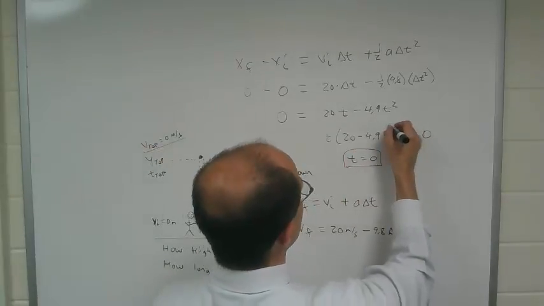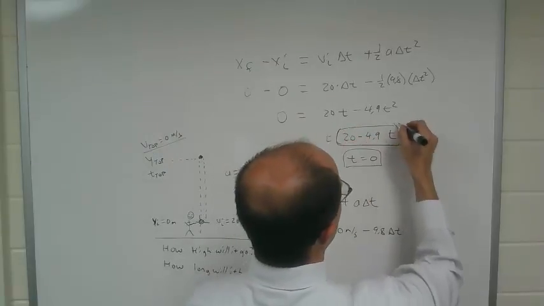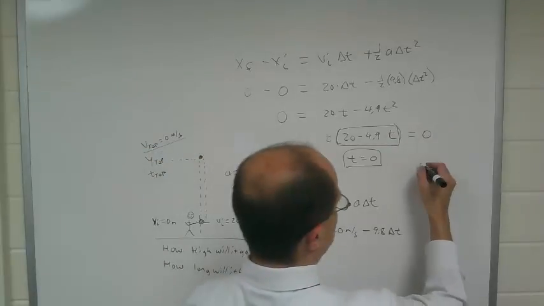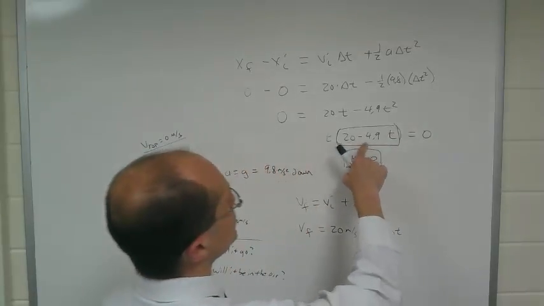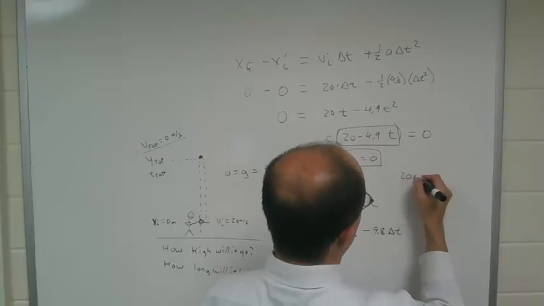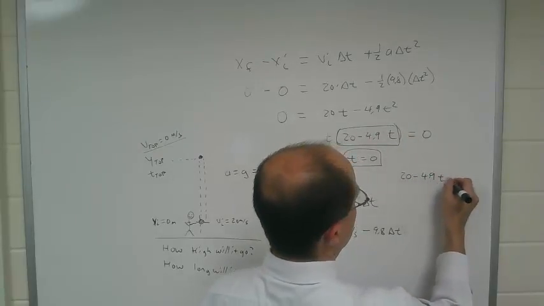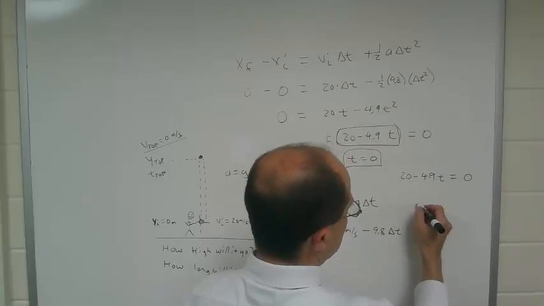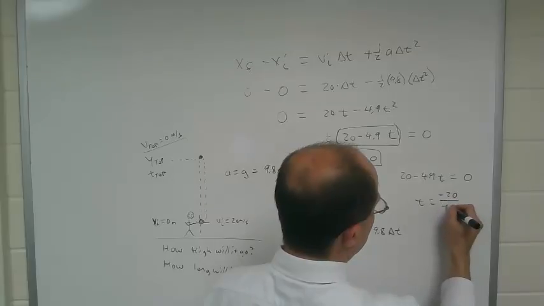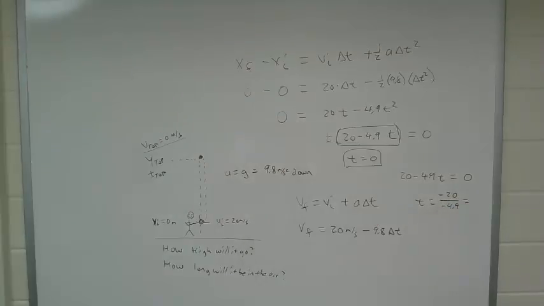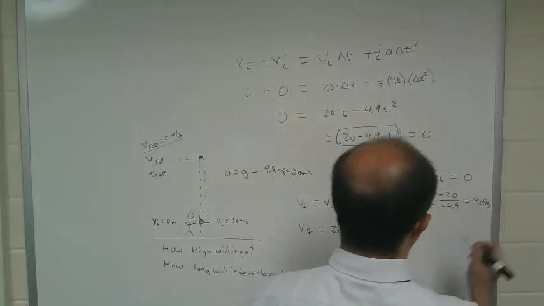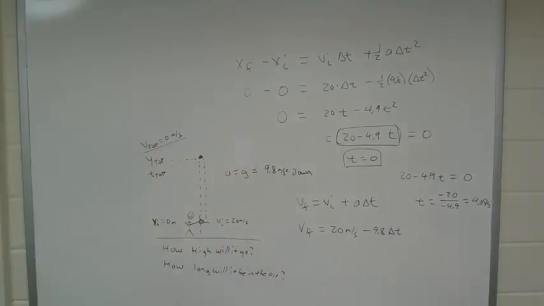So it's a solution, but it's not the one we're looking for. What we want to do is solve inside of here for that time when the ball comes back to my hand. So you can set this equal to 0 because it's another solution. And so we see that t is equal to 20 divided by 4.9. We get that should be 4.08 seconds.